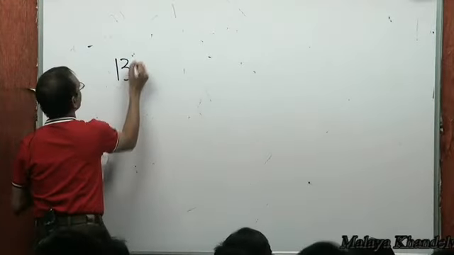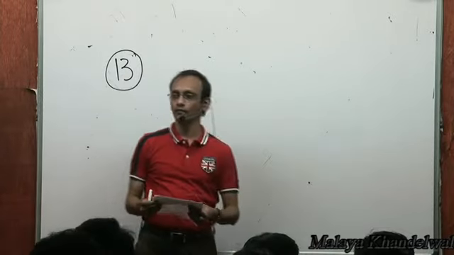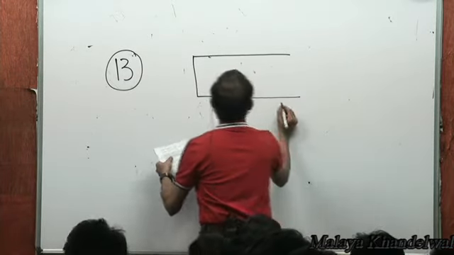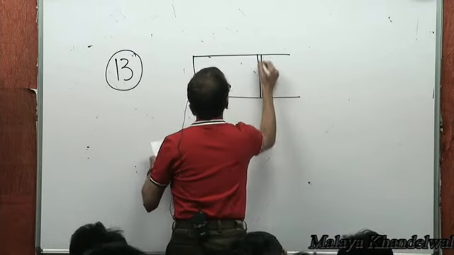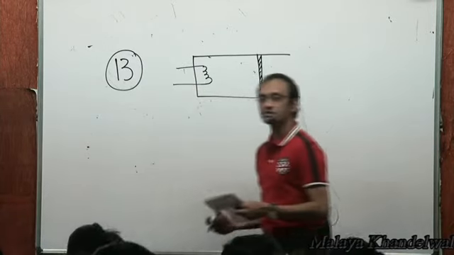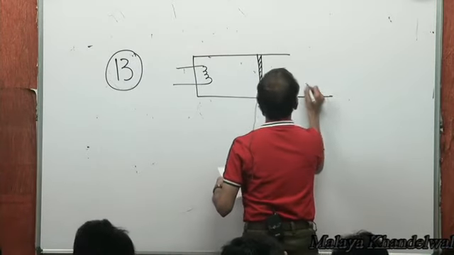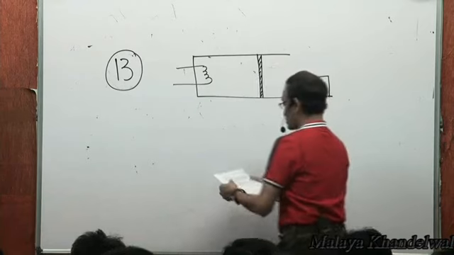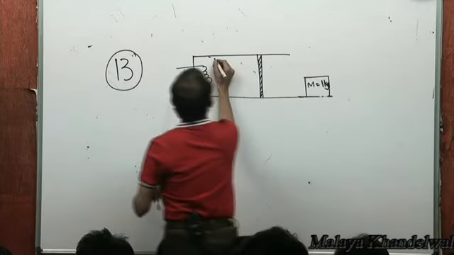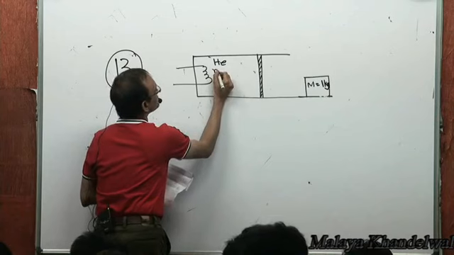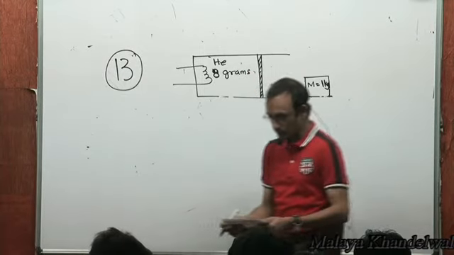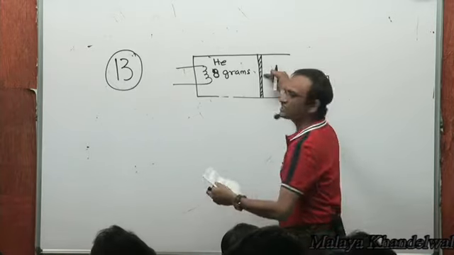Now number 13. So we have a horizontal piston cylinder arrangement. This is a piston. There is a heater which is supplying heat at a certain rate, and there is a mass M, which is 1 kg. And there is helium gas here, 8 grams of helium gas initially. And there is a light smooth adiabatic piston.